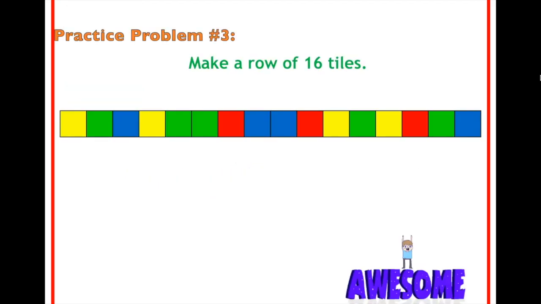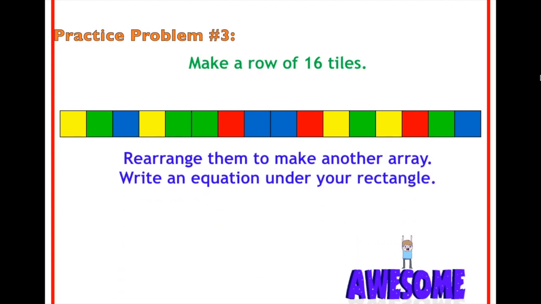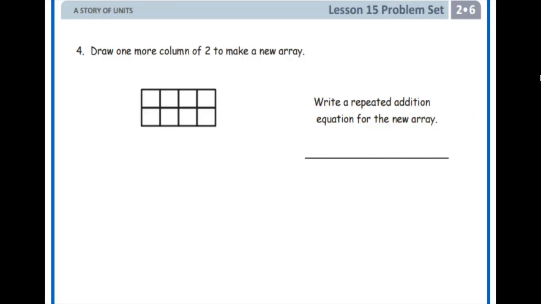Now make a row of 16 tiles. Rearrange them to make another array and write an equation under your rectangle. Let's try something different. Draw 1 more column of 2 to make a new array. Then write a repeated addition equation for the new array.